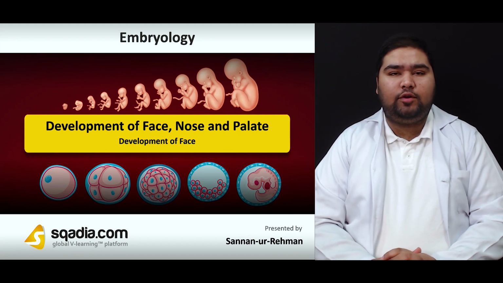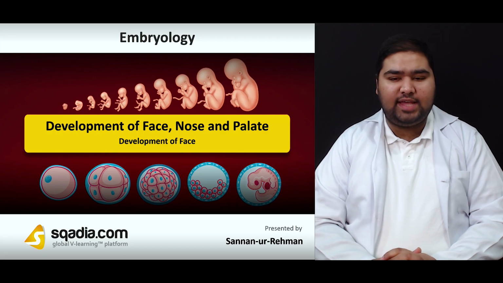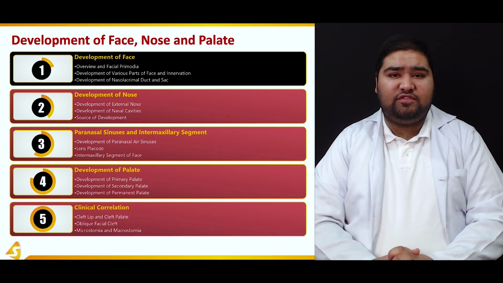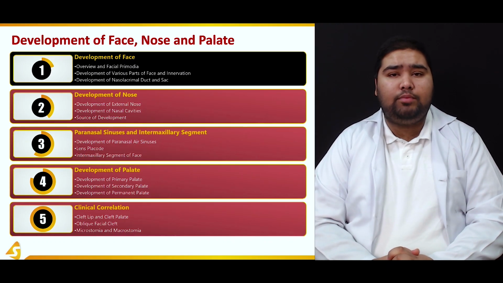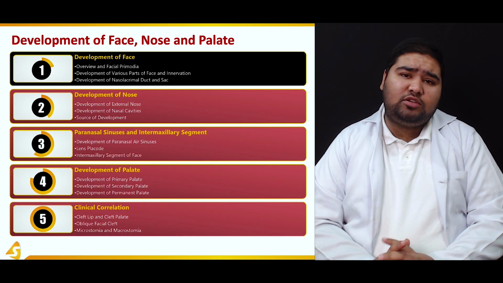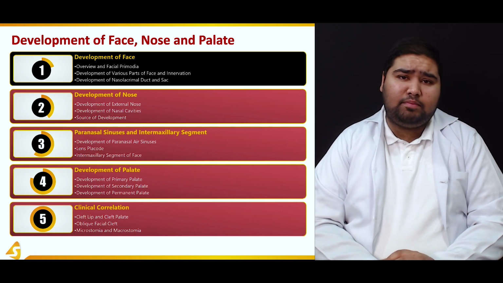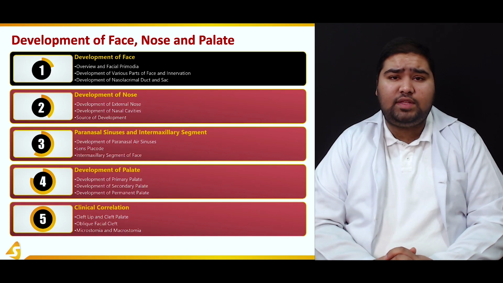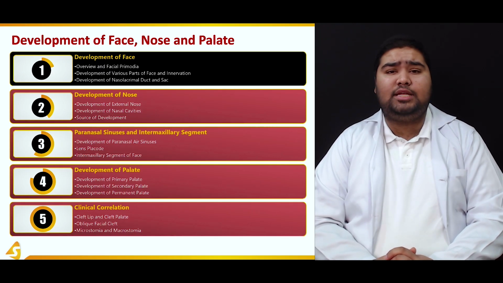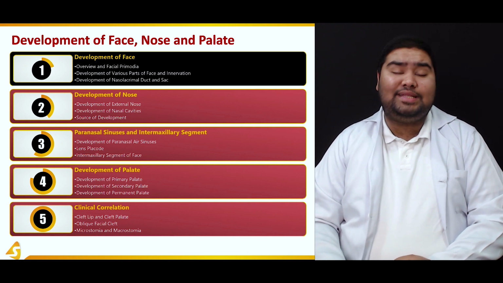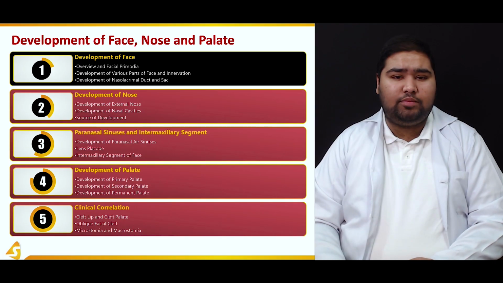We are at the first section of our presentation, the development of face, nose and palate. In this section, we'll talk about the development of face. We'll see what the various embryological components are that give rise to adult structures in the face. Then we'll see how the various parts of the face are formed from embryonic mesenchymal proliferations. And finally, we'll talk about the development of the nasolacrimal duct, the nasolacrimal gland, and the nasolacrimal sac. So let's get into it and see how the development of face actually proceeds.